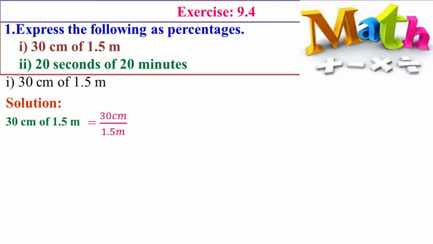Look at the sum. Unit differs. First, we have to convert the different units to the same unit. You have to convert both the units to the same unit. So, let us take 1.5 meter and convert it into centimeter. For that purpose, we have to multiply by 100. On multiplying, we get 30 centimeter in the numerator and in the denominator 150 centimeter.